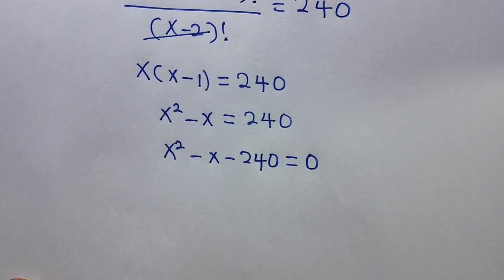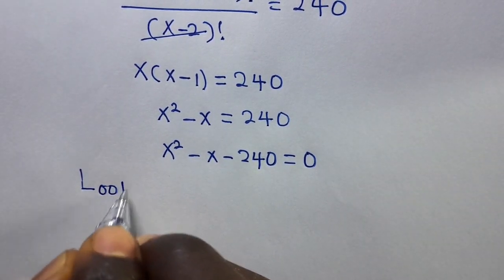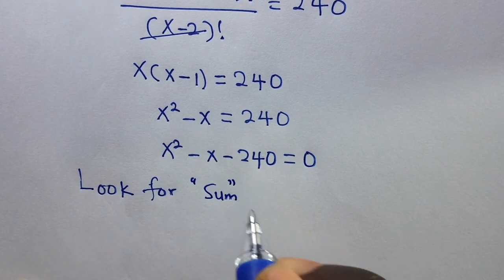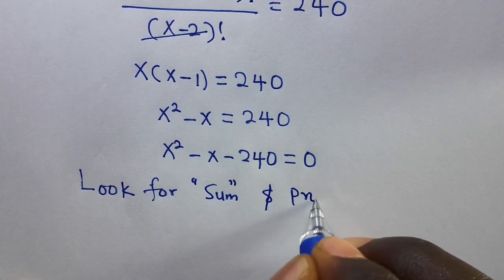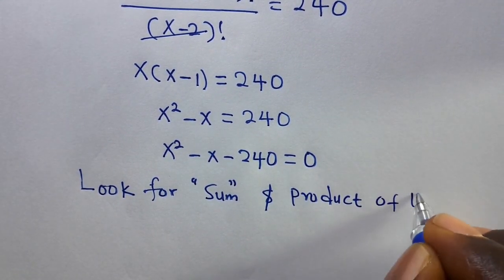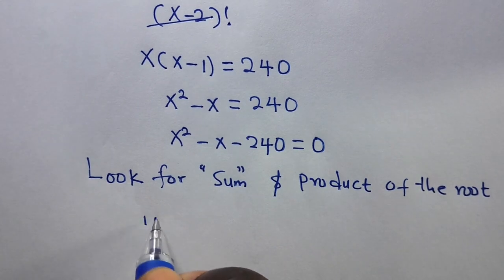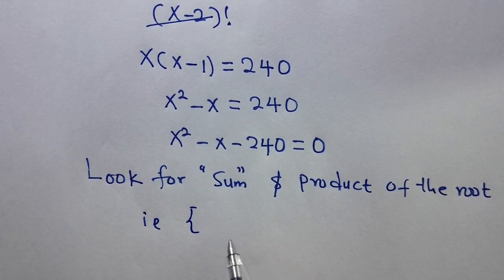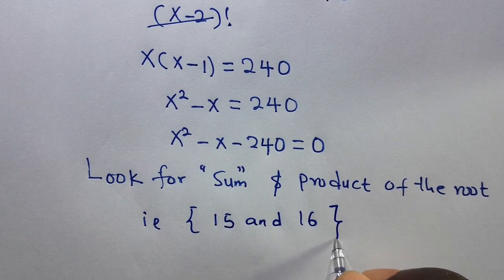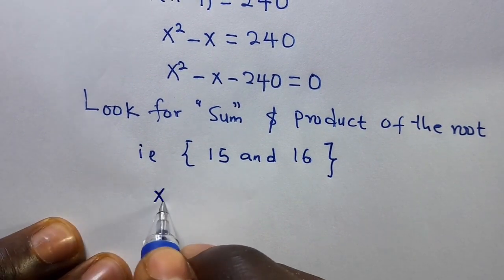Now we have to look for the two roots, that is, the sum and the product of the roots. When you sum it together, it will give you minus x, and when you multiply it, it will give you minus 240. Think of two numbers: the sum will give you minus x, the product will give you minus 240. That is, we have it to be 16 and 15. 15 minus 16 will give you minus 1, so 15x minus 16x will give us minus x.